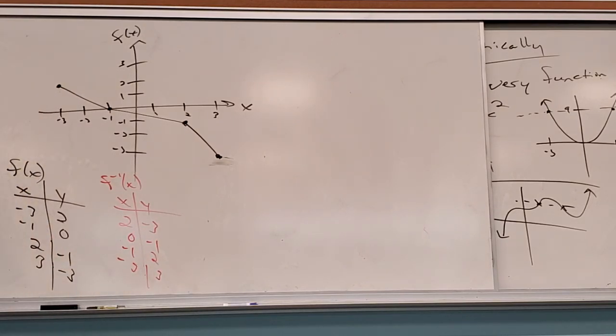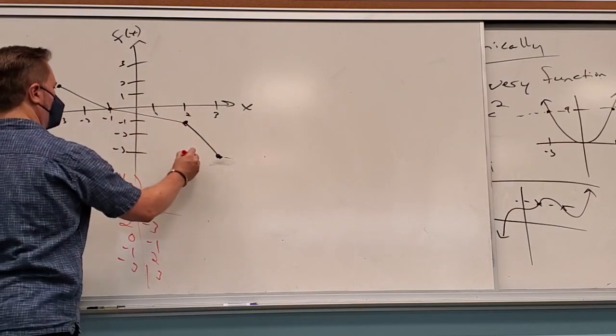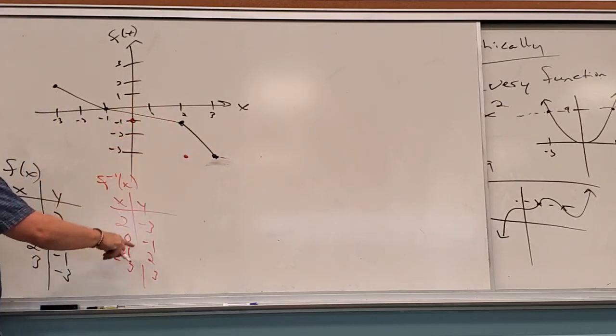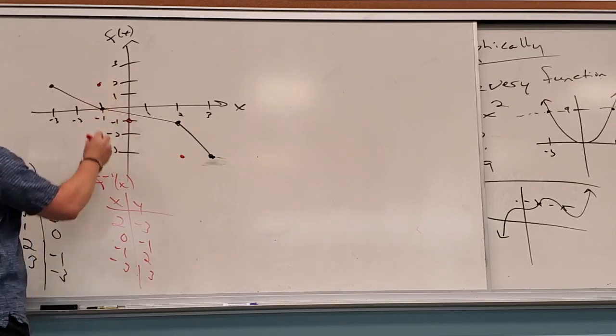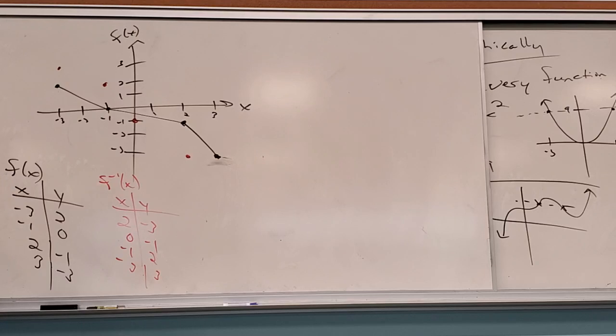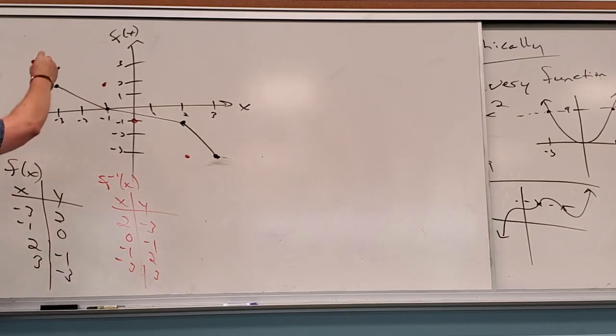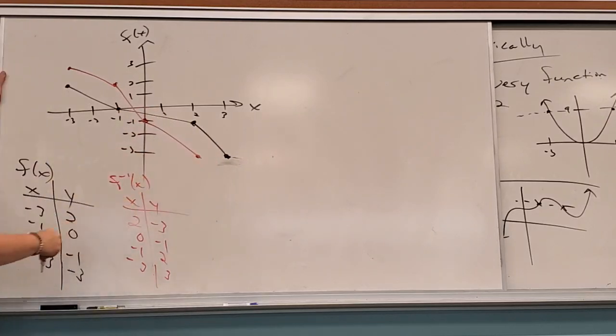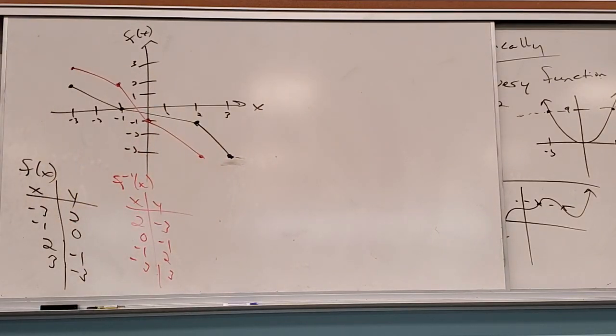So if you plot those points, that will be the inverse function. 2, negative 3. 0, negative 1. Negative 1, 2. And negative 3, 3. Crazy sauce. So here's the inverse function. Funkadelic.